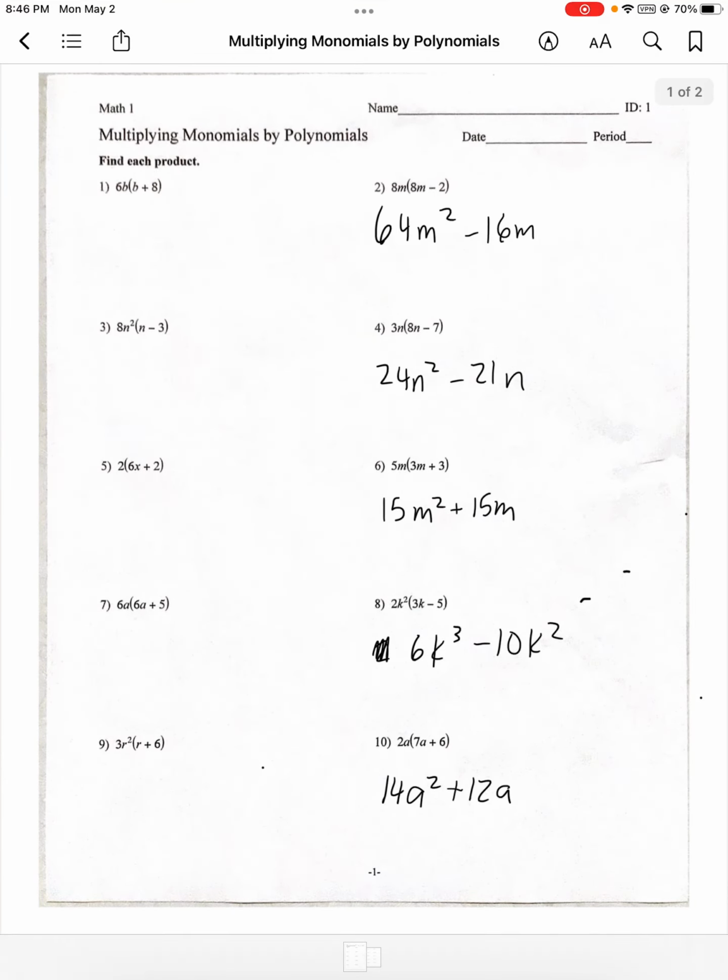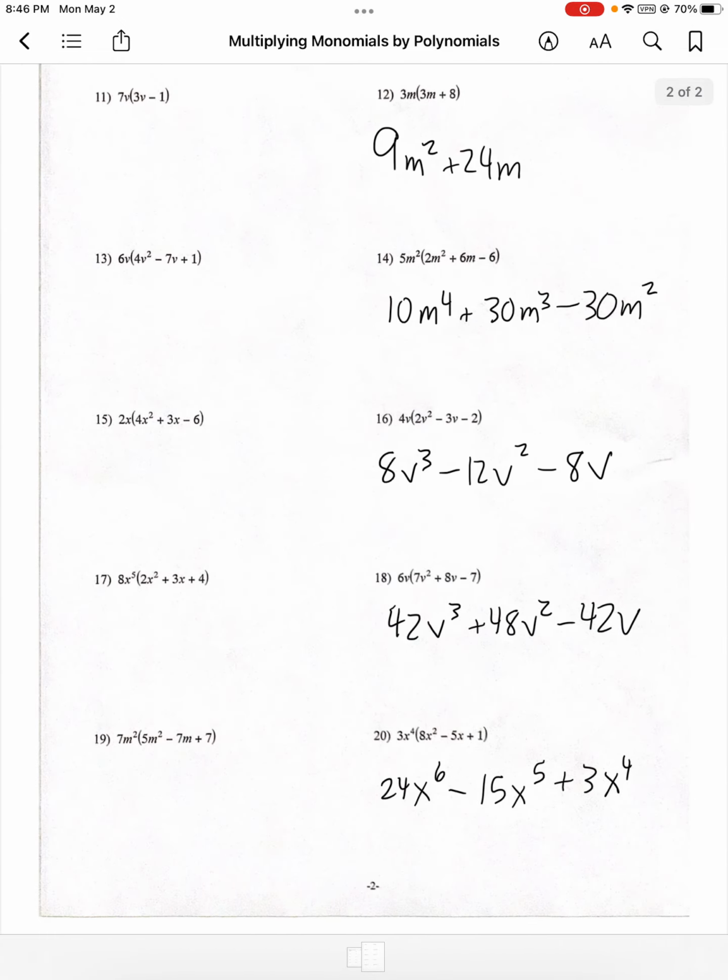There are the answers to the front side. If you need longer to look at them, go ahead and pause the video. And then here is the back side. Once again, if you need the answers a little longer, go ahead and pause the video.